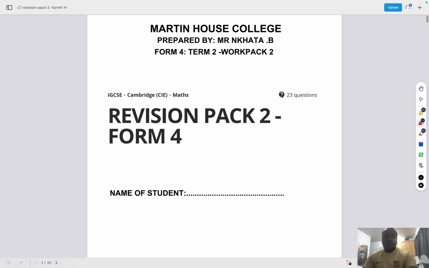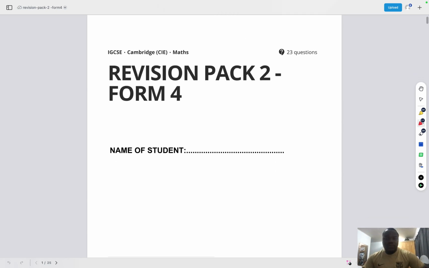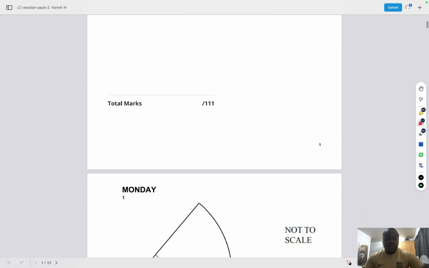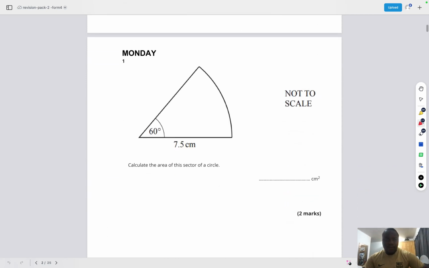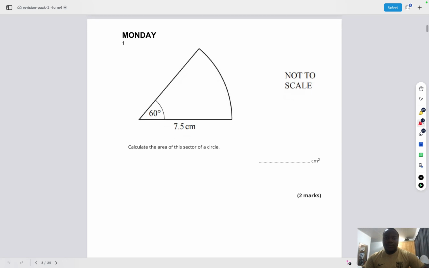Okay, so now we start looking at the solutions to the questions that were in our Workpack 2 for this week 2. So this is Form 4 revision, and I'll go through all the questions with you. On Monday, we needed to do the following questions, so we'll do Monday today.